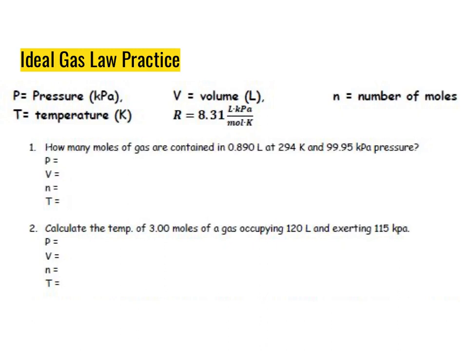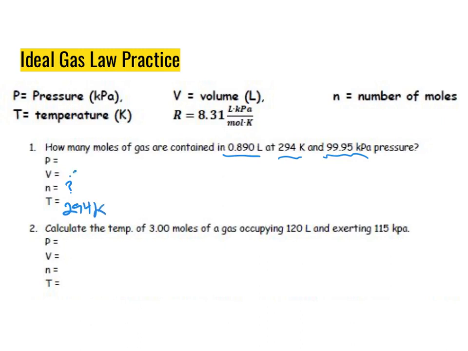So the first question says, how many moles of gas are contained in 0.890 liters at 294 Kelvin and 99.95 kPa? So again, n is our unknown, so I'm going to put my question mark there. Temperature is already in Kelvin, so I can write 294 Kelvin. It's pretty sloppy. Part of the key of this is doing it nicely.